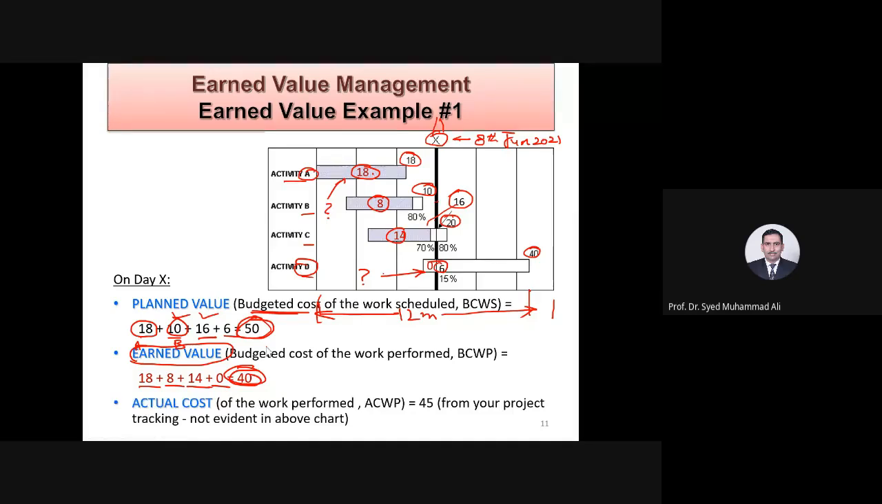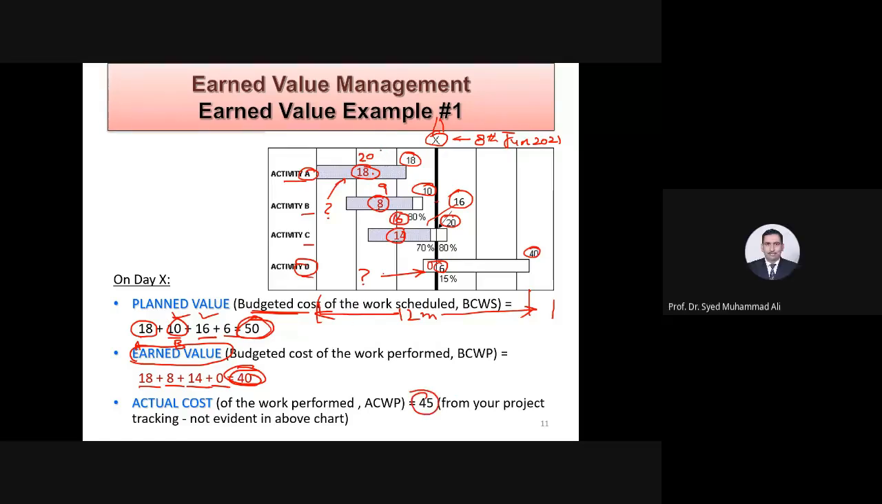Actual cost. Now, actual cost is not visible over here, but for example, I can say instead of 18, let's say it was 20. Let's say instead of 8, it was 9. Let's say instead of 14, it was 16. Actual. So how much will it become? 16 plus 9 plus 20 is how much? 45.